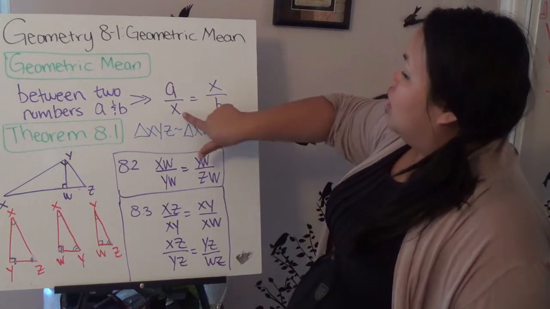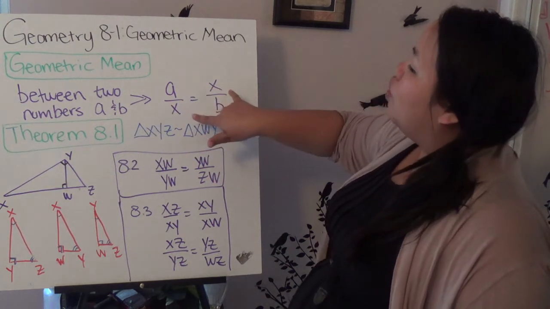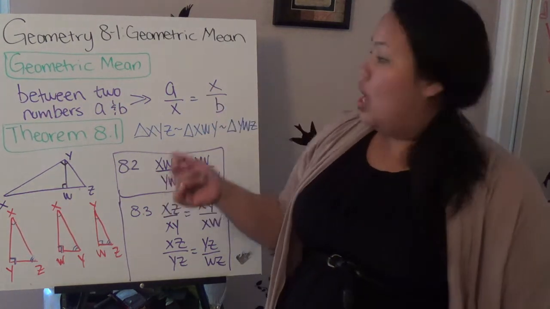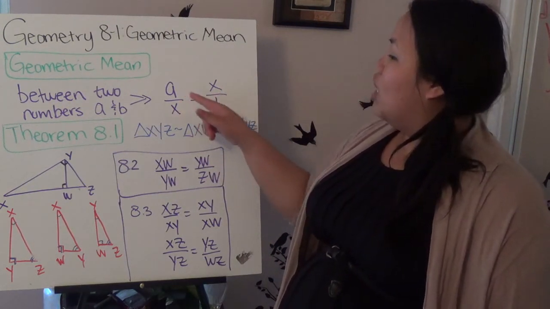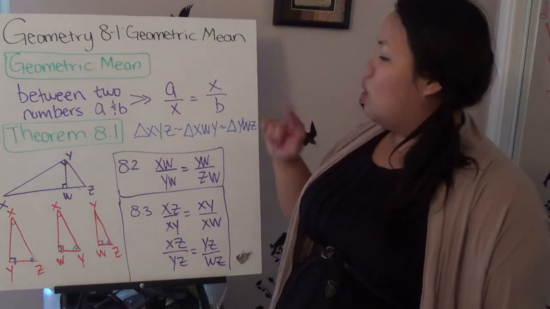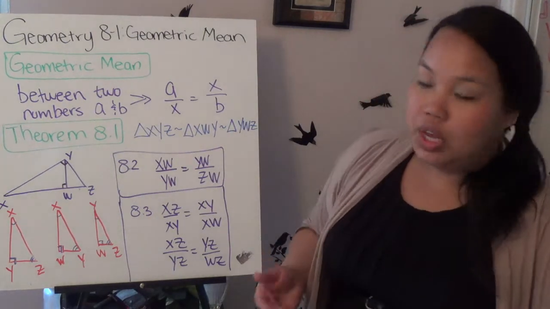Usually, if this is missing and this is missing, then we can find both simply by cross multiplying, and we still have x squared. We'll have a times b equals x squared, and we'll square root both sides. But you'll see that in action a little bit more into the video.